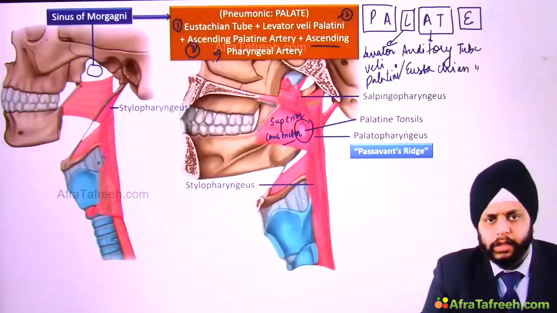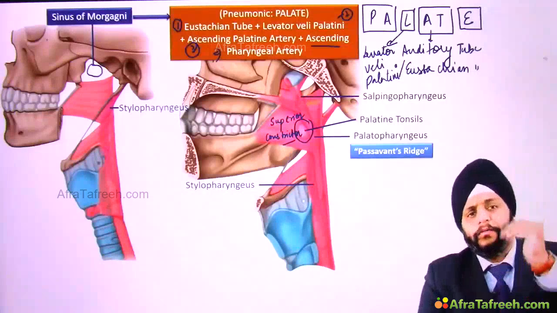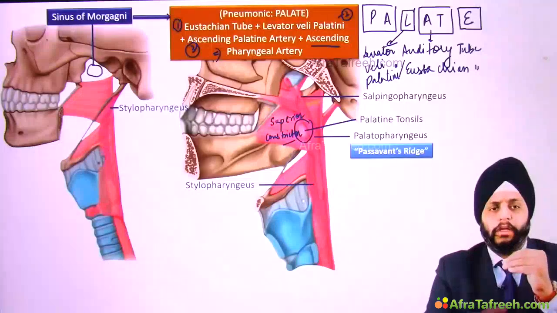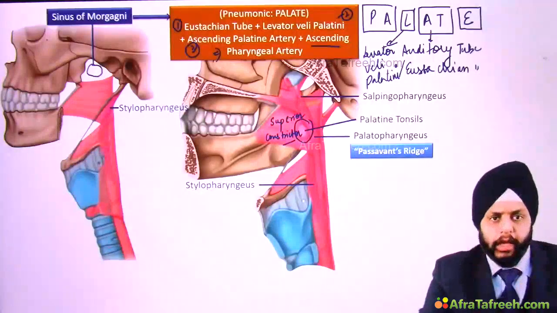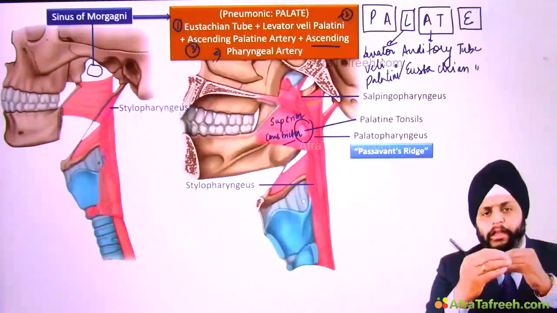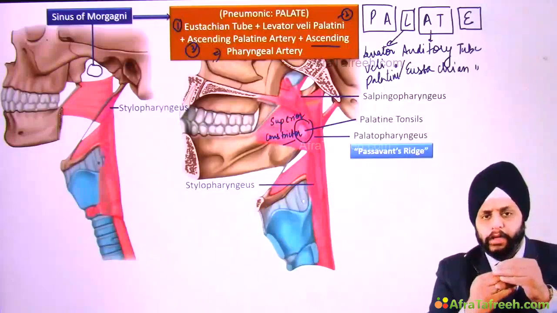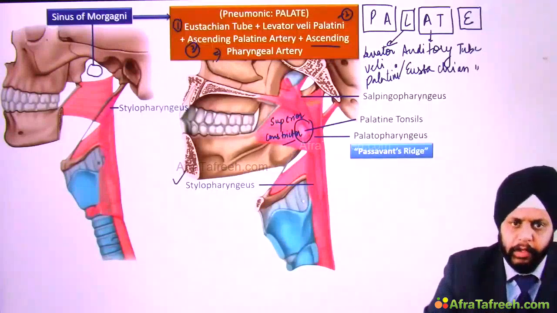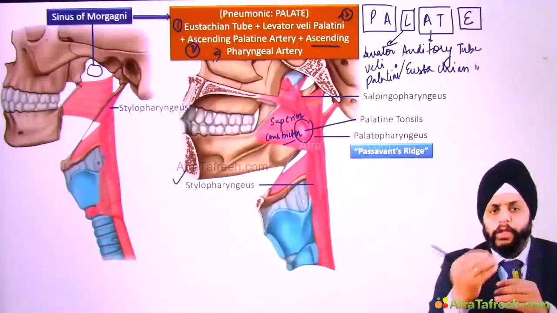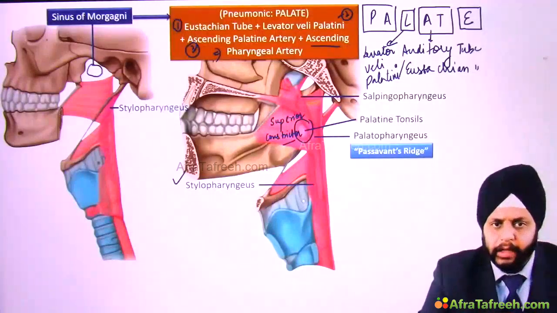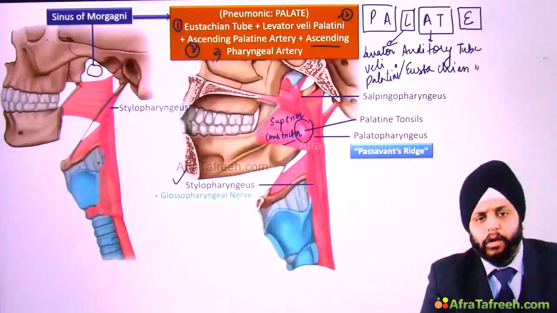So these are the structures that pass above the superior constrictor. You can see between the superior border of the superior constrictor and the skull base, we have this anatomical gap. Now similarly, we saw that between the superior and the middle constrictor, we have passage of the stylopharyngeus muscle. So this we have seen. Now this stylopharyngeus muscle comes in along with its nerve supply, that is the 9th cranial nerve, the glossopharyngeal nerve.